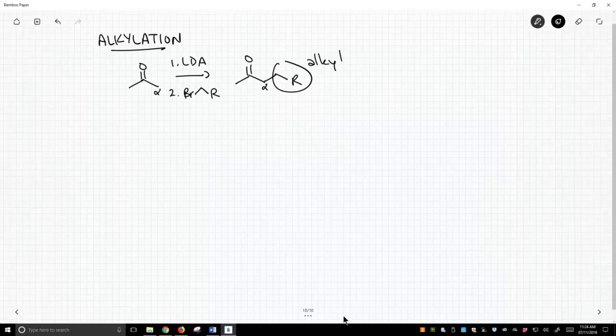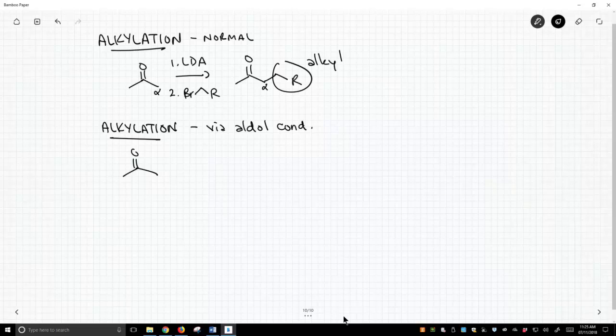There's a way to do this through the aldol condensation. So this is the normal way to do it. I'm not going to write that this is the abnormal way to do it, but we're going to do this via the aldol condensation. Okay. So what's going to happen in the aldol condensation?